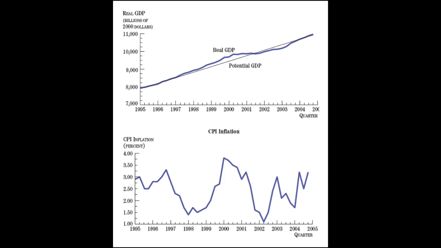This figure summarizes the economic fluctuations experienced by the US economy from 1995 to 2002. The top graph in the figure shows that the United States economy was above potential in 1996 through 2001 and below potential in 2001 through 2003. The bottom graph of the figure shows the inflation in the economy before 2001 and the disinflation in the economy between 2001 and 2002.